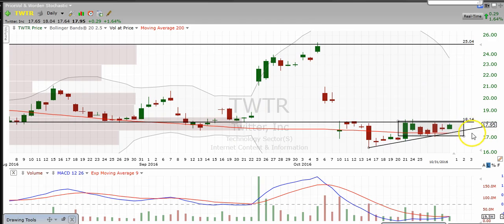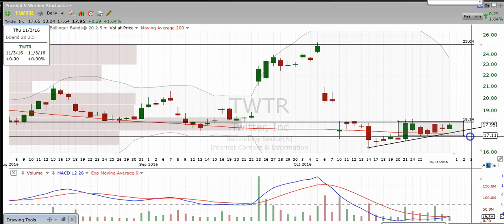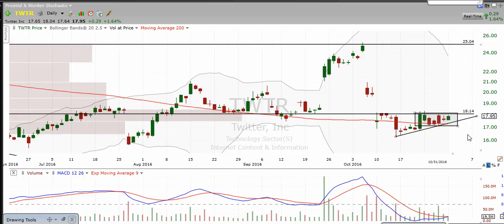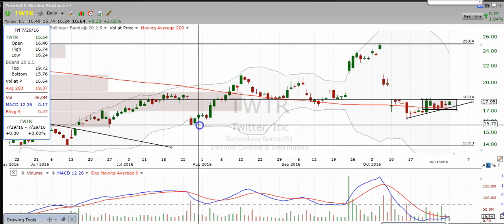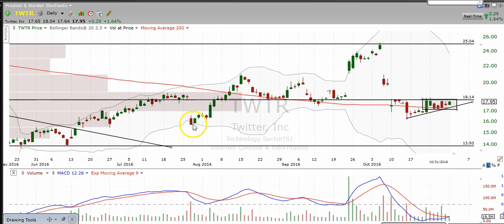If we end up closing below this trend line and below this support right here at about $17, we're going to head lower to at least this support right here at about $15.75.